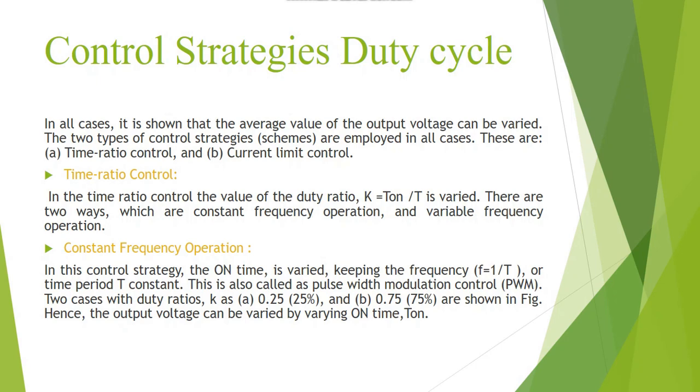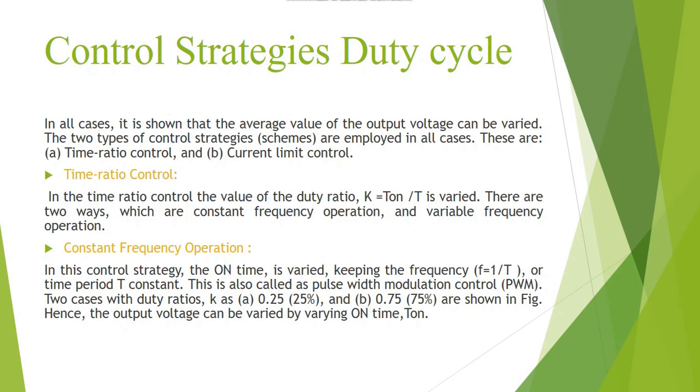So it can be controlled by two schemes. First is time ratio control and second is current limit control. In time ratio control, the duty cycle value is the ratio of the on time divided by the total time of switching. The time ratio control can be done in two ways: either the PWM technique or the FMC technique.